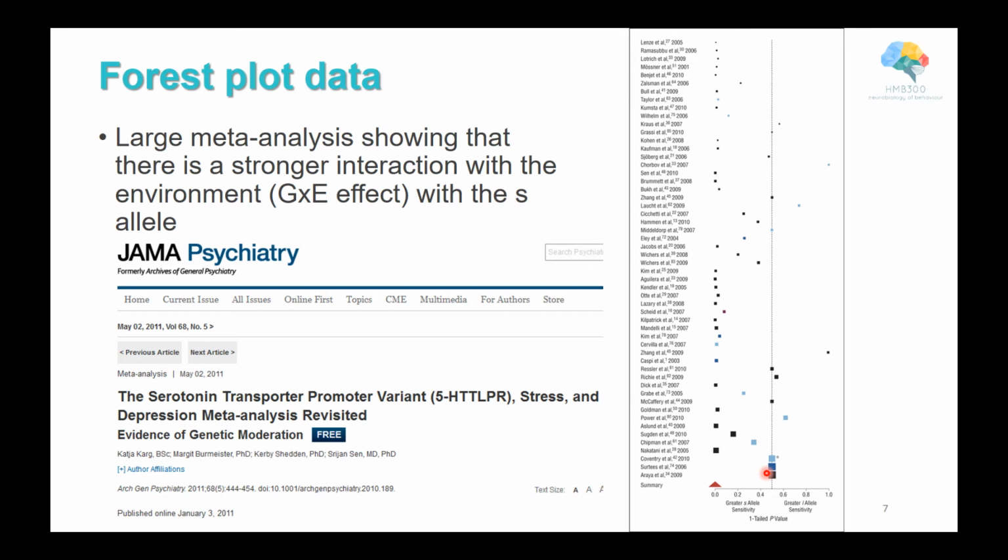If you look at all of the data, there are some papers that actually say there's no difference. S allele, L allele, you're at equal probability of developing depression. You're sitting right there in the middle at 0.5. Are we all good on that? All good? And this meta-analysis is trying to make sense out of all of the published data that exists out there.